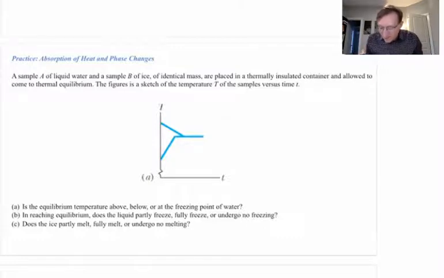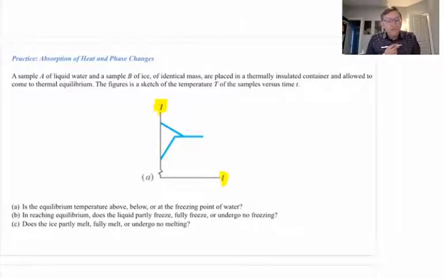Now this figure is a sketch graph of the temperature, now watch out for the symbols, capital T, as a function of time, little t. Temperature versus time for both samples: A for liquid water, B for ice. I want us to be able to take that kind of graph and tell a story in words of what is happening in that container, and then answer the questions below. There is a lot of information in a graph like this.